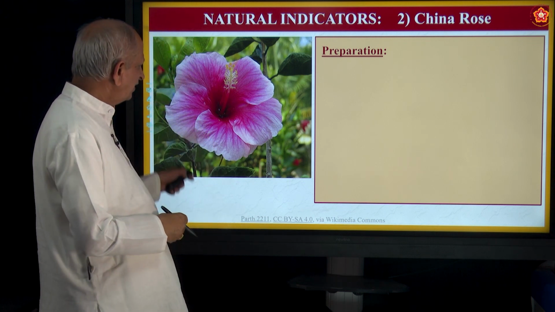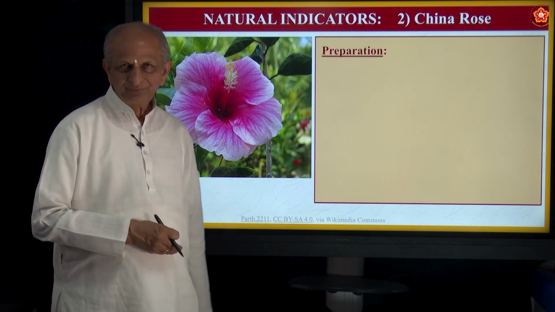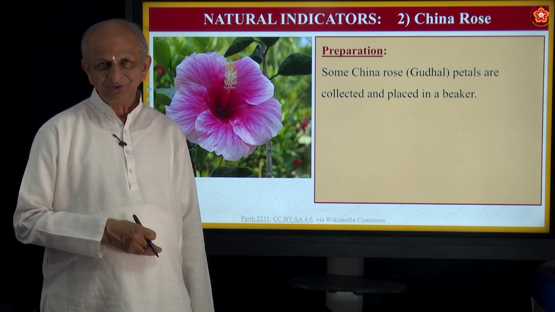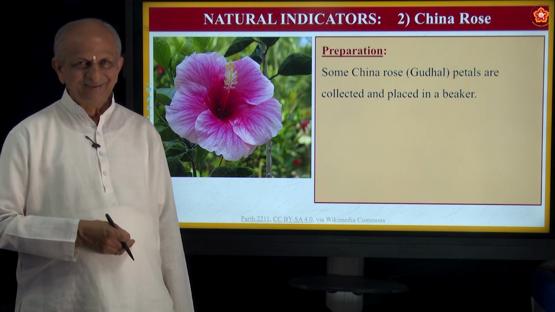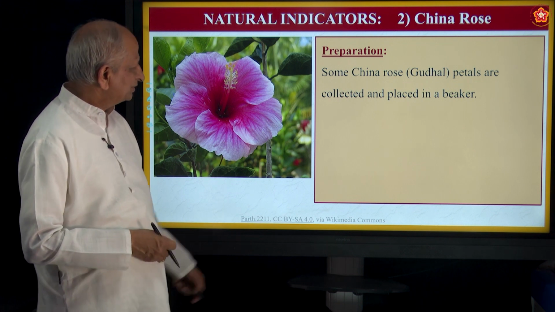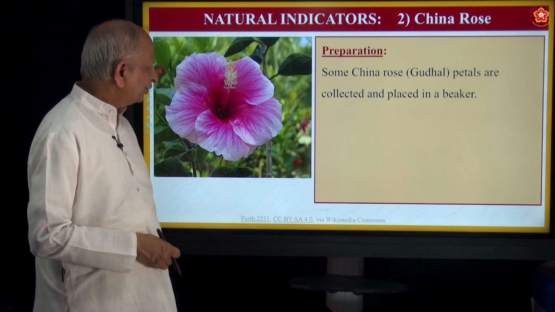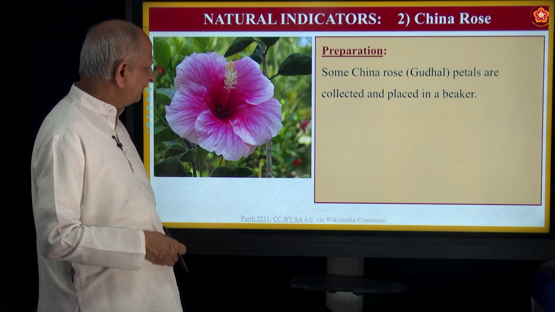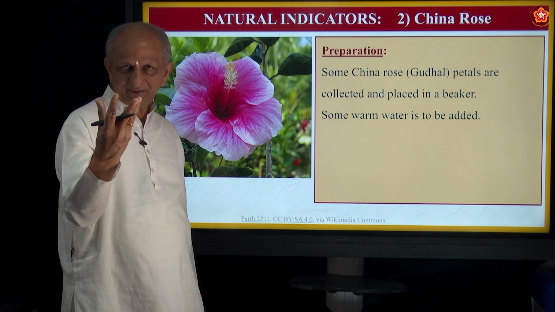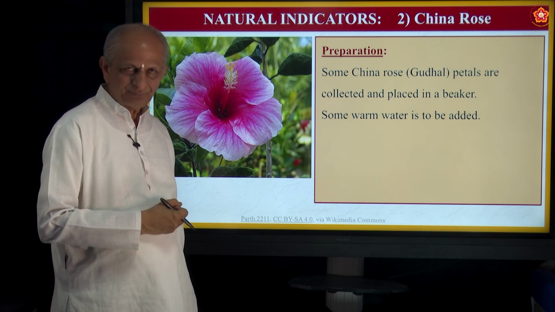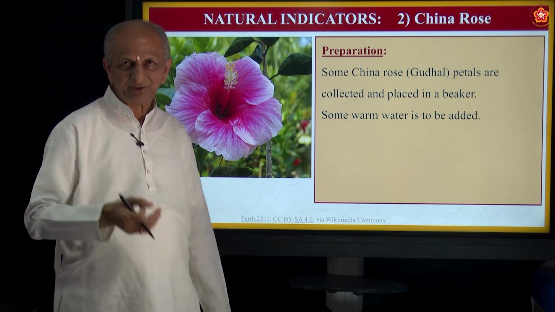So this is called rose, China rose. Why is it called China rose? Not India rose or some other rose. There is a name given. It's also called gudal. So some petals are collected and placed in a beaker. You take a beaker. What is a beaker? The glass vessel. Some petals of this China rose, also called in Kannada as dasavala.